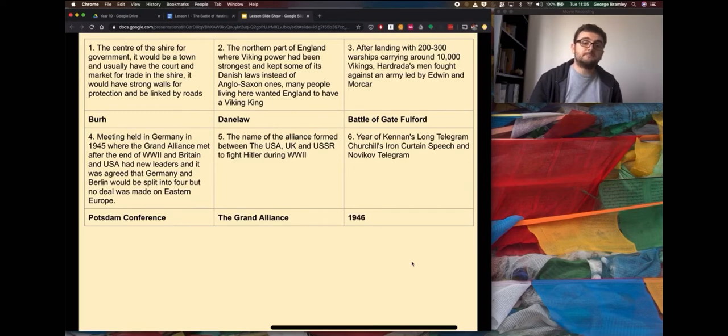4 is the Potsdam Conference, one of the key events where the Grand Alliance started to fall apart, because Truman was starting to argue with Stalin, and if you remember, Truman tried to bully Stalin with the atomic bomb. 5 is the definition of the Grand Alliance. 6 is 1946, the year after the Potsdam Conference and the year after the end of World War II.